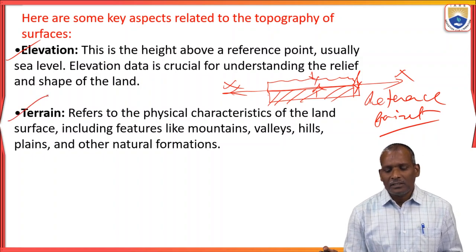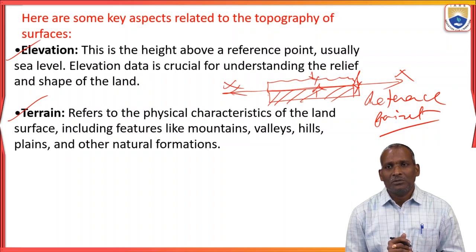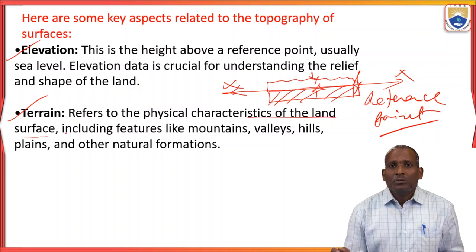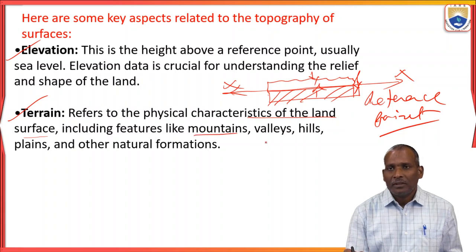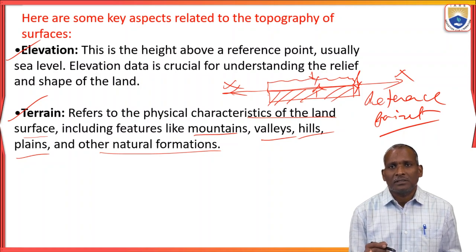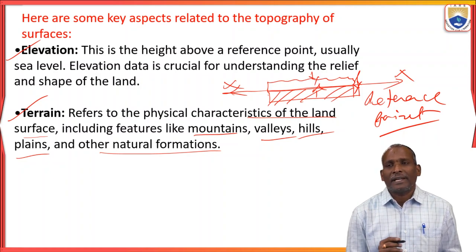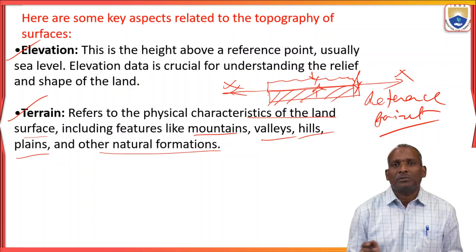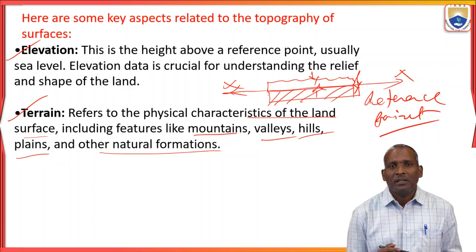Next one is terrain. Here it refers to the physical characteristics of the land surface, including features like mountains, valleys, hills and plains and other natural formations. If any other natural formation is there, you can refer to it using this terrain aspect. What are the characteristics of mountain land? Of plain ground? Of valleys? In hill areas, the land surface is very rough. So the topography of the surface depends on the physical characteristics of the land.